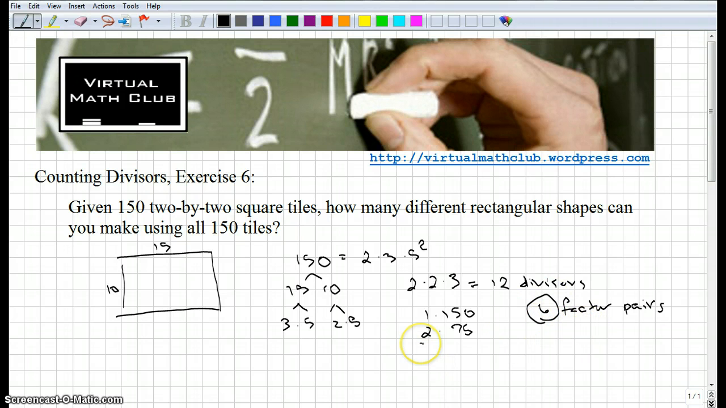And we could continue and figure out what those factor pairs are. We've got 3 times 50. We have 6 times 25. We have 5 times 30, and we have 10 times 15. Okay, so you can see there's our 12 divisors, and here we've paired them up so that each one of these factor pairs gives you 150 when you multiply. So we have 6 possible rectangular shapes that we can make with all 150 tiles.